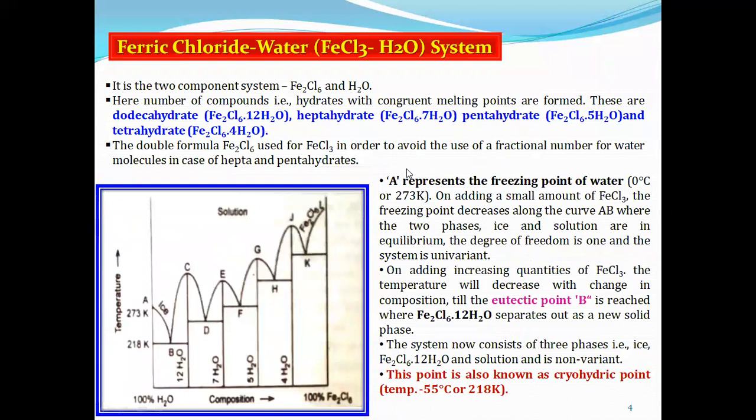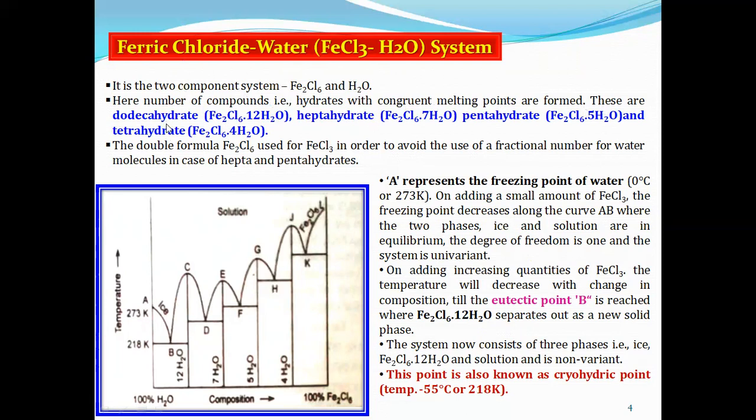Accordingly, we will see one of the systems based on this congruent melting point: the ferric chloride-water system, the FeCl3-H2O system. As we know, it is a two-component system in which Fe2Cl6 and H2O are present. Here, a number of compounds, in the case of FeCl3 its hydrates, are present with different congruent melting points.